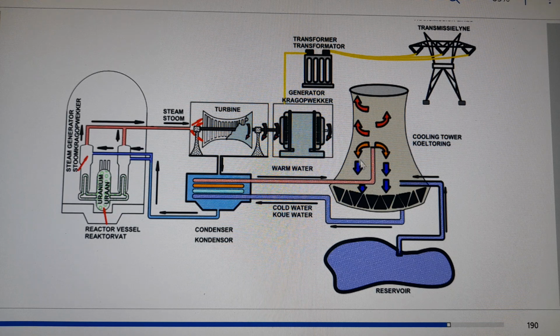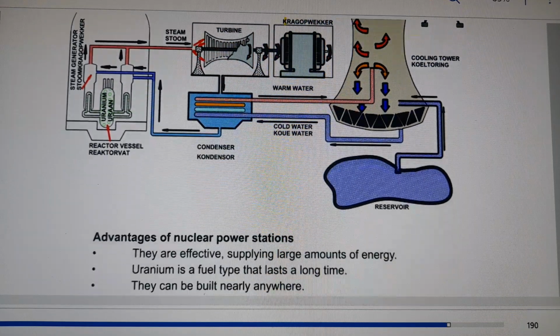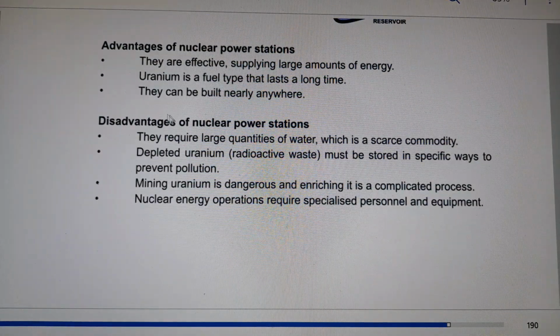So in South Africa, we only have one nuclear power station, in Cape Town. It's called the Koeberg Power Station. Okay, now let's look at the advantages. The advantages of nuclear power stations: they are effective, supplying large amounts of energy. Uranium is a fuel type that lasts a long time, and they can be built nearly anywhere.